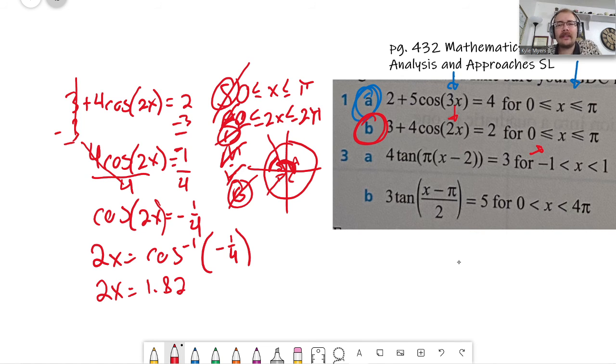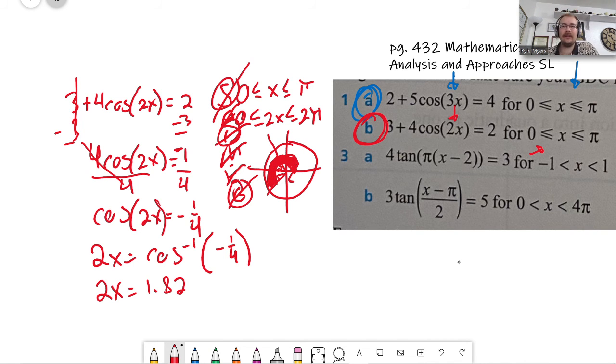So that would be the quadrant 1 answer. Well, the quadrant 1 angle is the reference angle. So the reference angle is 1.32. Why is that important? Because in order to get the quadrant 3 answer, I need to get here, and I need to go all the way around.